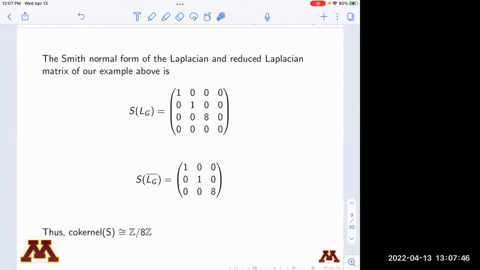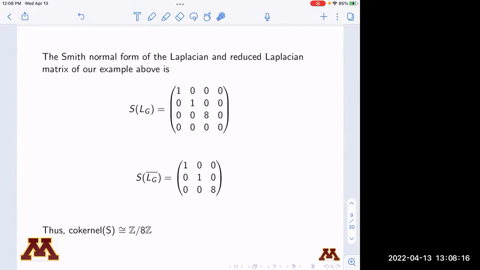All right, and so for our example, that second graph, the Laplacian is actually the matrix with the diagonal entries 1, 1, 8, and 0, and the reduced Laplacian, where we have taken out a row and a column of our original Laplacian matrix. Then we calculate the Smith normal form of that reduced Laplacian as entries 1, 1, and 8. And so this tells us that our cokernel is isomorphic to Z mod 8Z.